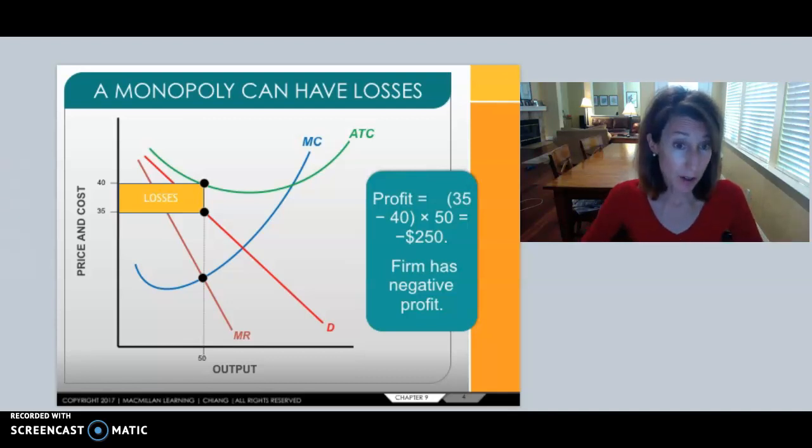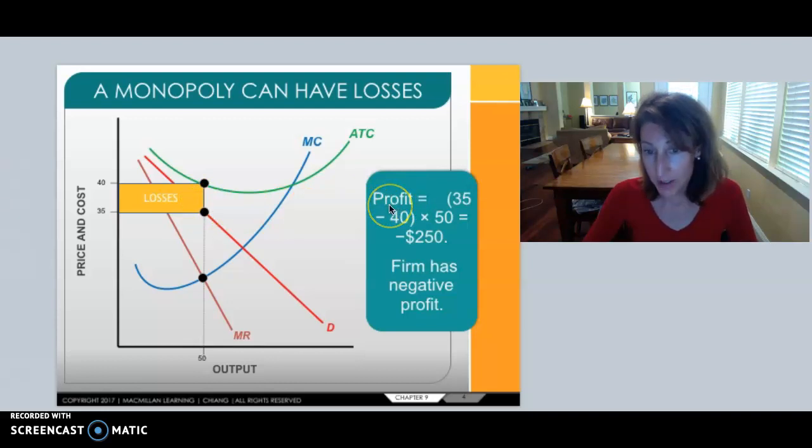But just for inquiring minds, how does it look on the graph? If there's a loss, it means that once you find the profit maximizing optimal quantity, again, which is 50 here, marginal cost equals marginal revenue, go down to the quantity. When you go up to compare price to average total cost, it's that the average total cost is greater at that optimal quantity. And that's why there's a loss.